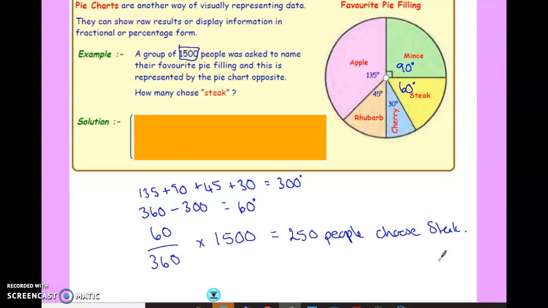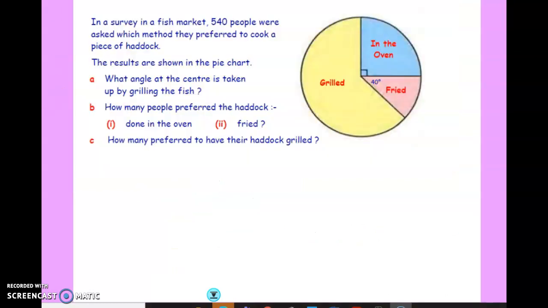Okay, let's try the next one. Okay, the next one then is looking at how to cook fish. So at this time, 540 people were asked their preferred cooking method of a piece of haddock, and the results were shown in this pie chart. First question then, what angle at the centre is taken up by grilling the fish?